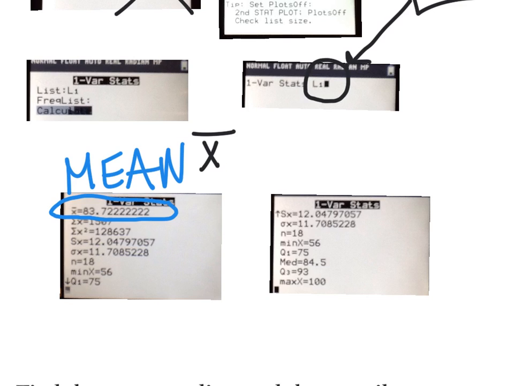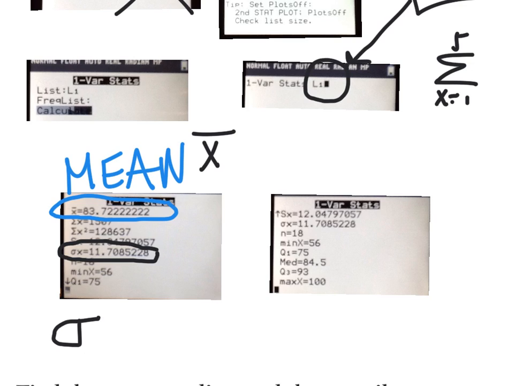Standard deviation. Probably go back in your notebook and write this symbol down. The standard deviation is this lowercase sigma. You've actually seen uppercase sigma. It looked like that when we did summation notation from 1 to 5. This is lowercase sigma with an X. This represents your standard deviation. Okay. N is the number of terms you typed in. Min, hopefully you can infer min is the smallest number.